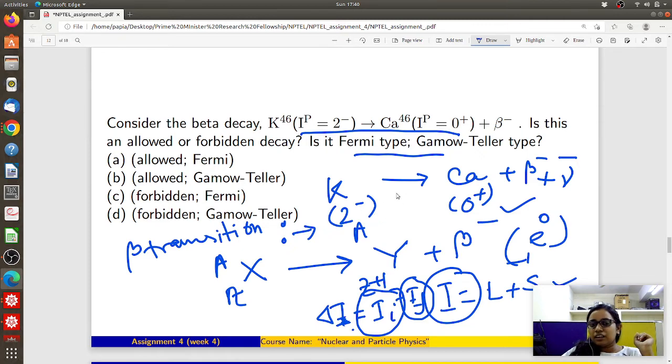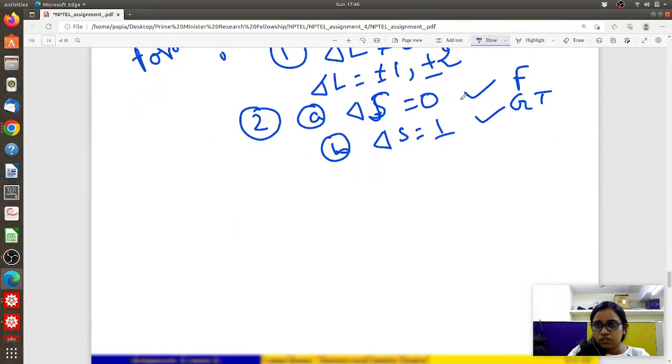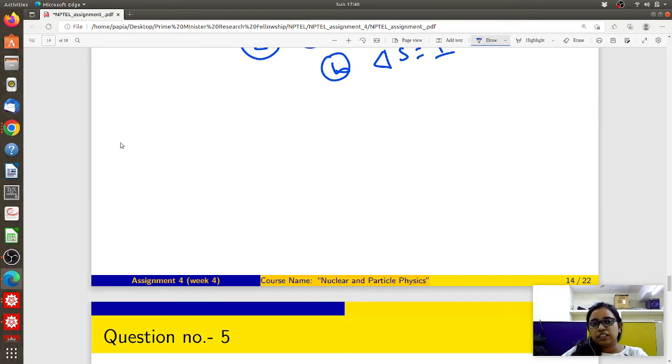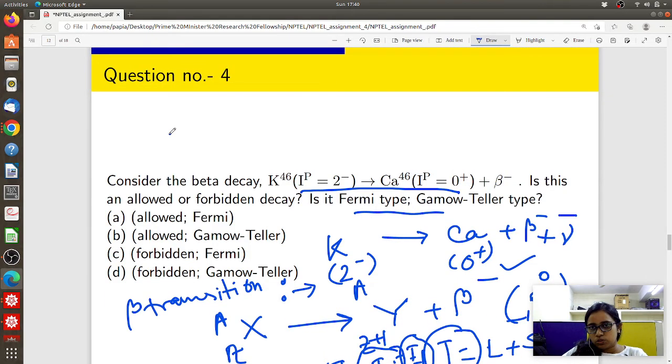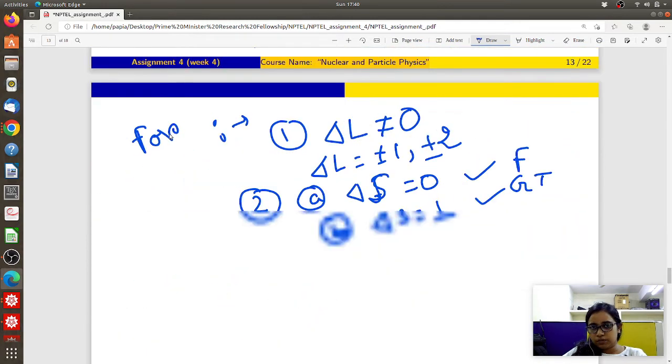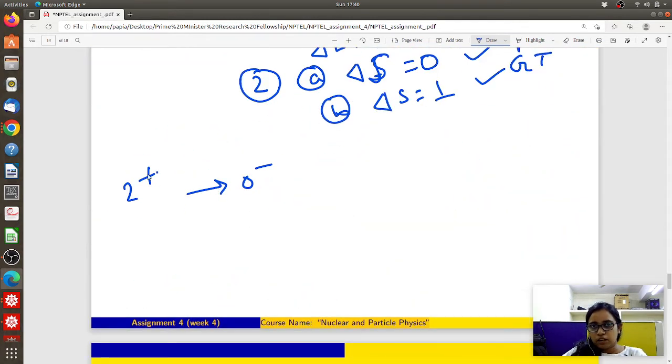So what should I see first here? Just a minute. The expression was 2 minus to 0 plus, okay. 2 minus to 0 plus.